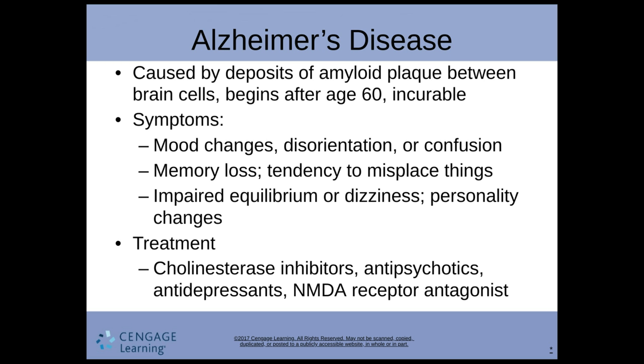And then Alzheimer's disease. So this is caused by deposits of amyloid plaque between brain cells. It usually begins after the age of 60, but there are definitely earlier cases, or early onset Alzheimer's, and it is incurable. Symptoms are mood changes, disorientation and confusion, memory loss, so a tendency to misplace things, and impaired equilibrium or dizziness, and personality change. Treatment of this is cholinesterase inhibitors, antipsychotics, antidepressants, and NMDA receptor antagonists.